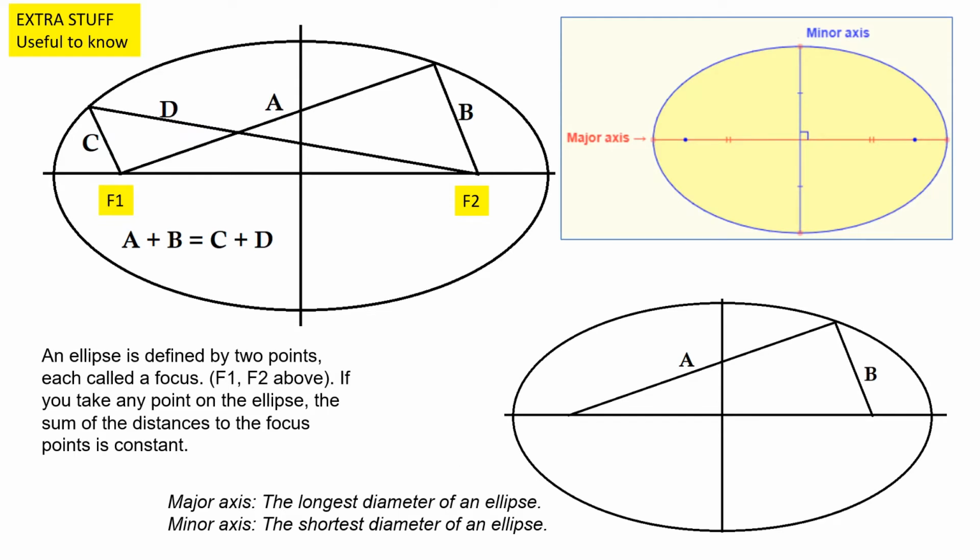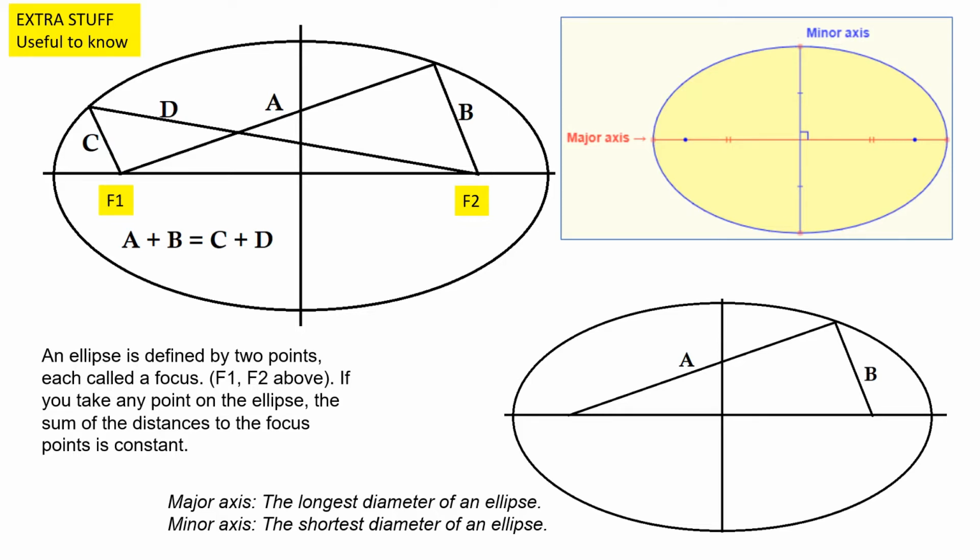Let's have a look at these diagrams of an ellipse. In this case, a plus b is always the same, it's always a constant. The distance from one of the foci to the edge of the ellipse, and then the distance from the edge of the ellipse to the other focus, when you add those two together, is always a constant. So in this case, a plus b is equal to c plus d.